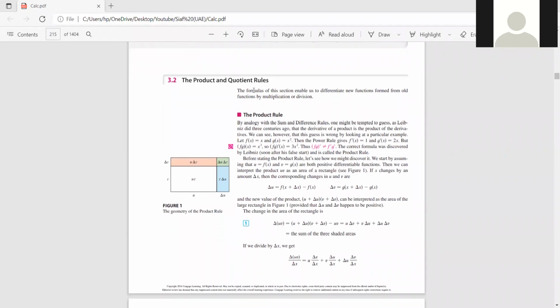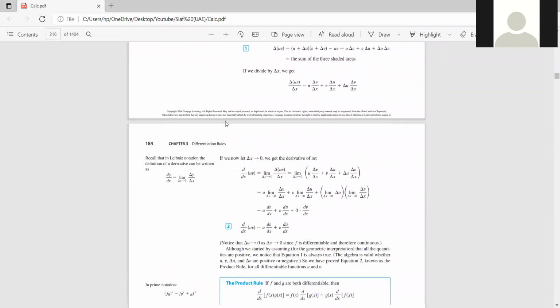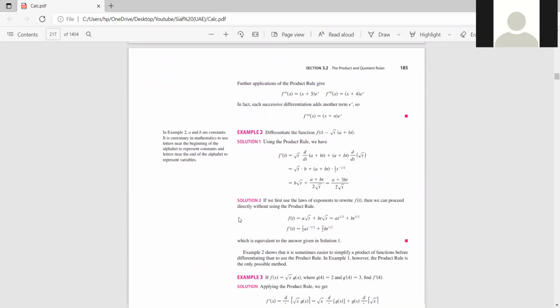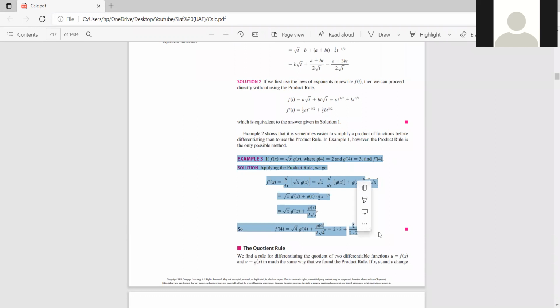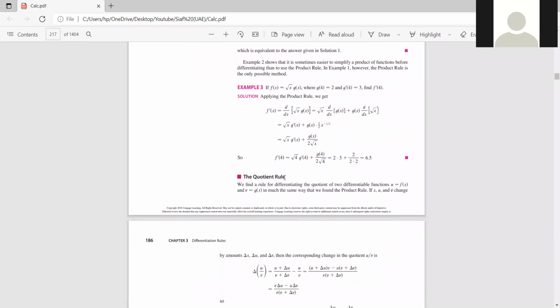In the last session, we started 3.2 and we have studied the product rule and did some examples. We did till example number 3 and got 6.5. And now we have to move ourselves to the quotient rule.